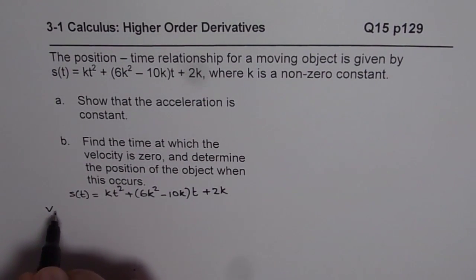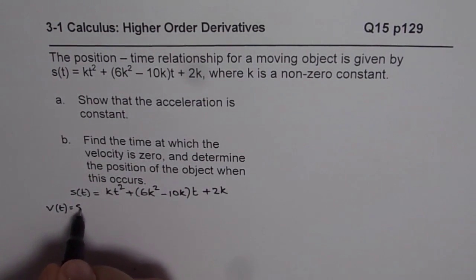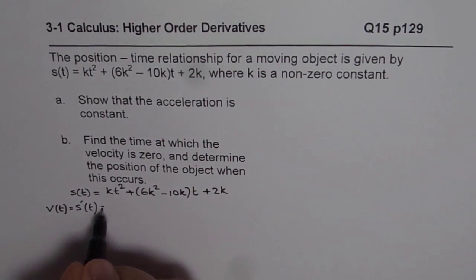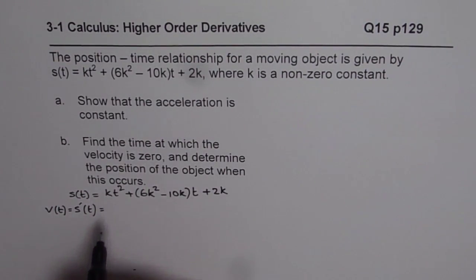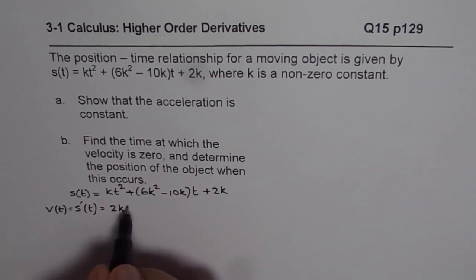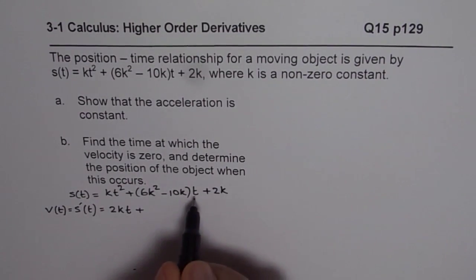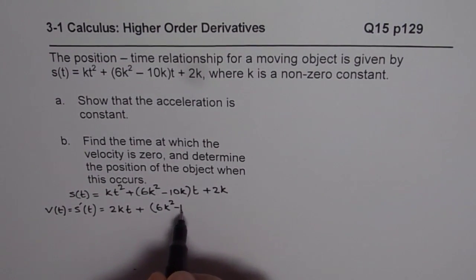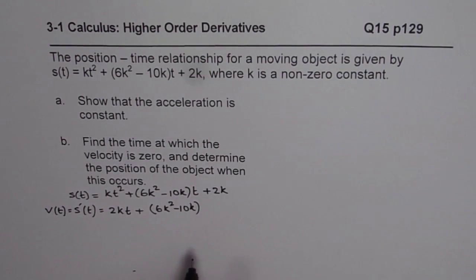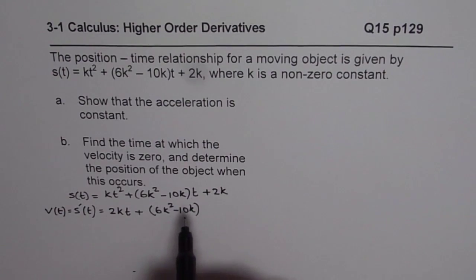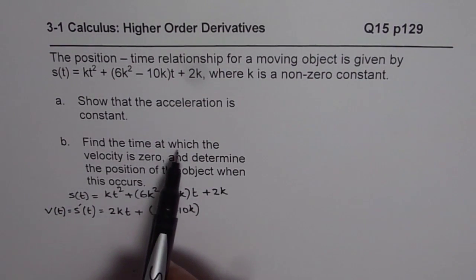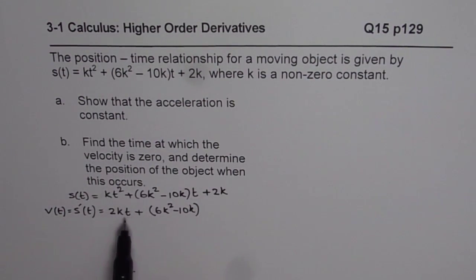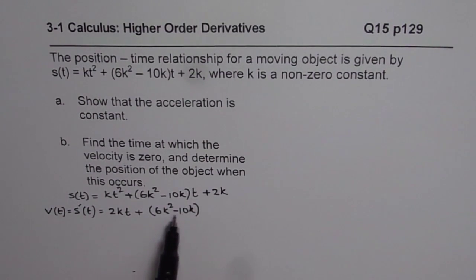So here we need to find velocity, which is the derivative of displacement. k is a non-zero constant, so 2 times kt is the derivative of the first term, plus here we have t, all this is constant, so it will be 6k square minus 10k, and 2k is constant, so the derivative is 0. So that is the velocity. If you look at the question, it says find the time at which the velocity is 0. So for that, you have to equate this to 0 and find t, right? That's the whole idea.